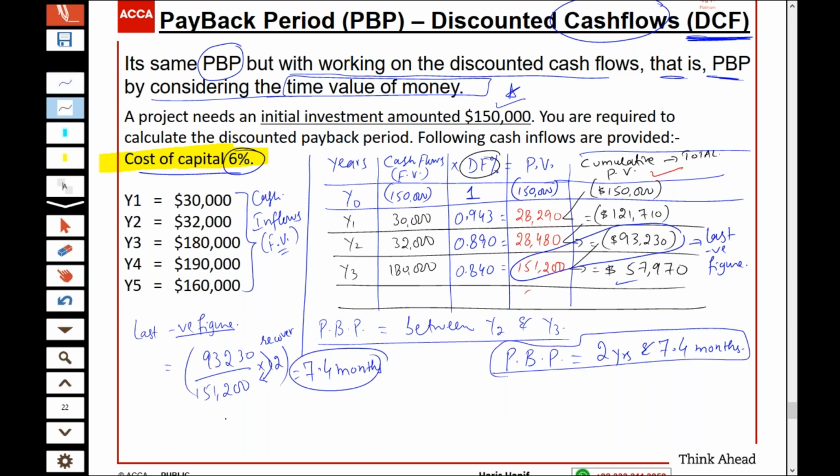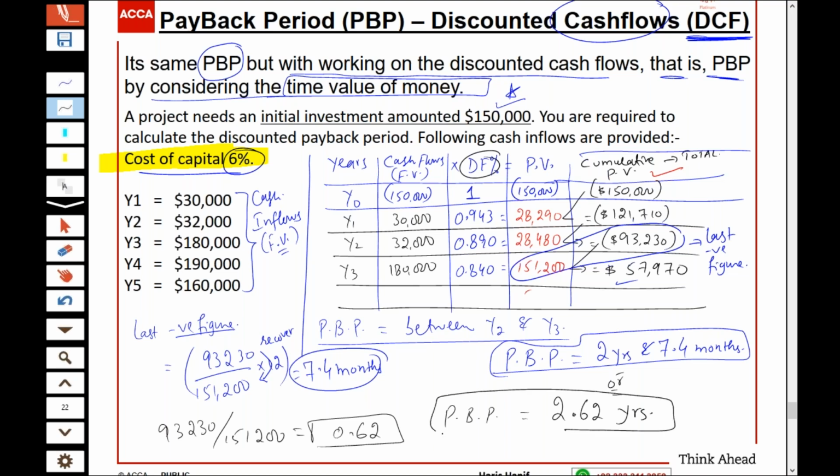Or if you simply divide, ignoring the multiply by 12, you can say that your payback period is 2.93230 divided by 151,200. 93230 divided by 151,200 will be 0.62, so 2.62 years. You can also write it that way. So this is the payback period, but the discounted cash flows payback period considers the time value of money.